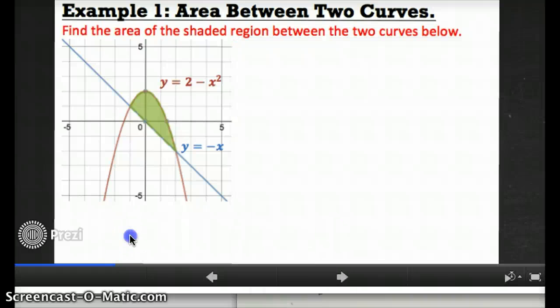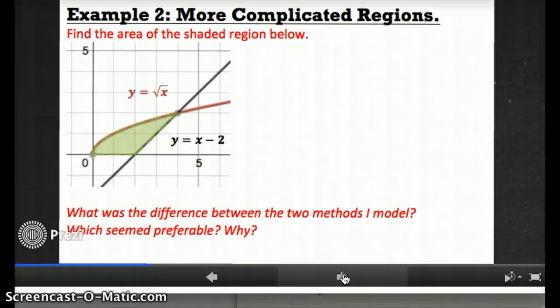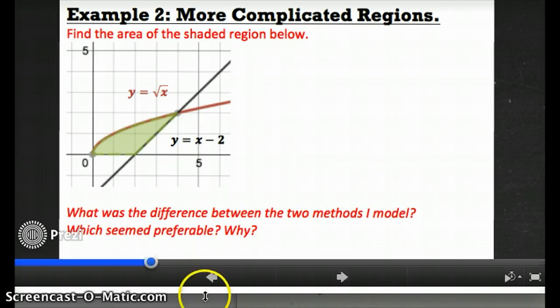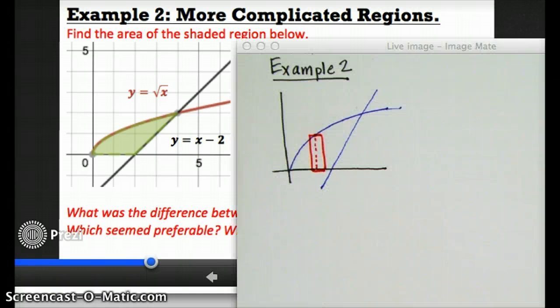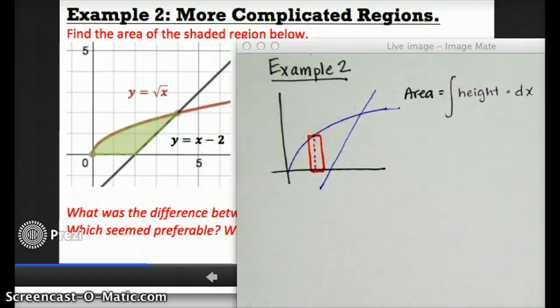Let's try another one. What's the first step? That's right, we start with a sketch and then we add a single rectangle to the sketch. And then we're gonna set up our integral, which should basically take the format of height times dx. And you don't need to write this necessarily, I'm just using it to guide you.